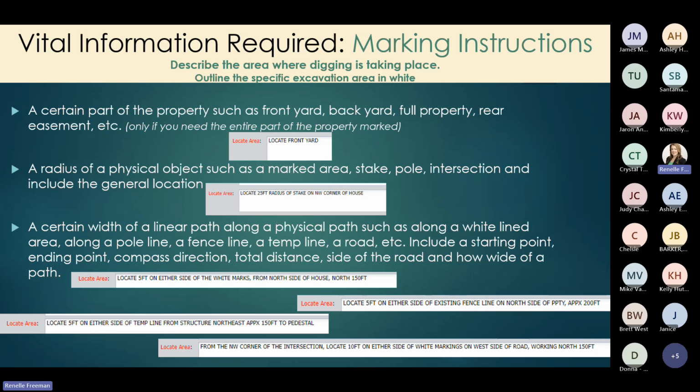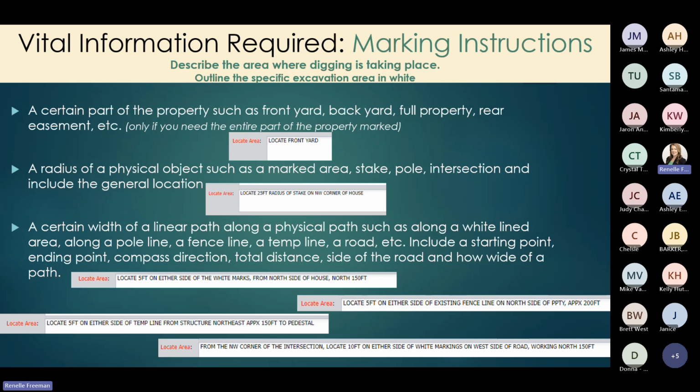So one example is a certain part of the property, such as the front yard, backyard, full property, if you're working in the rear easement, front easement, that sort of thing, but only if you need the entire part of that property marked. If you don't need the entire front yard or you don't need the entire property, then provide a specific path of excavation. But an example of that is simply put as locate the front yard.